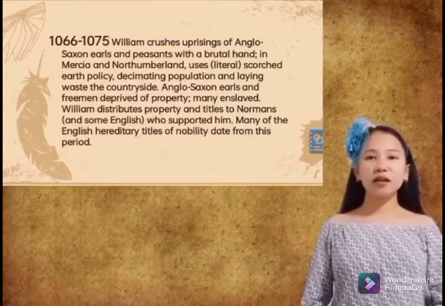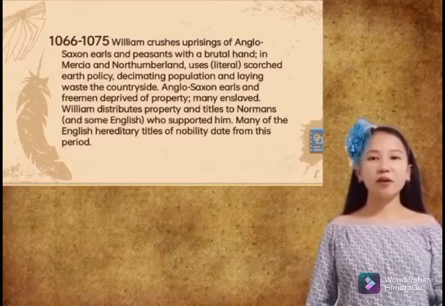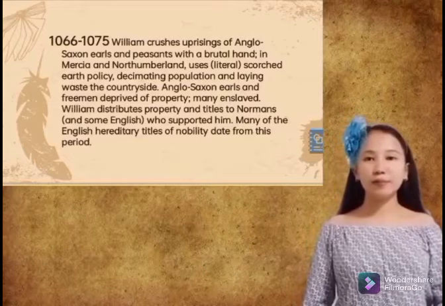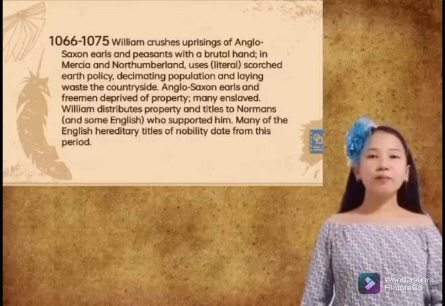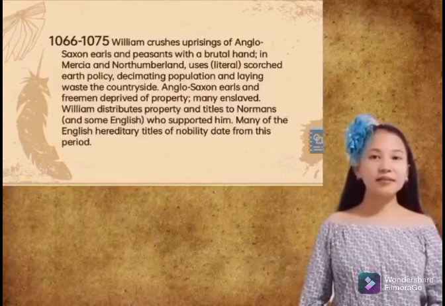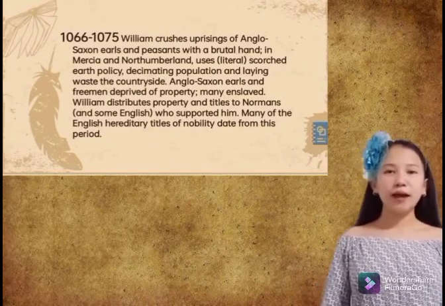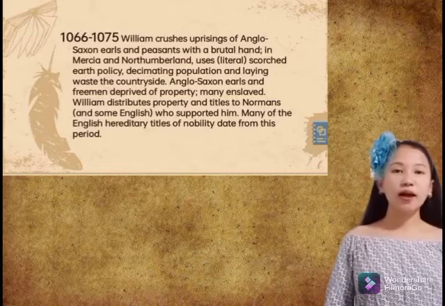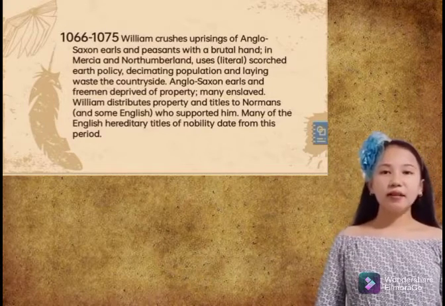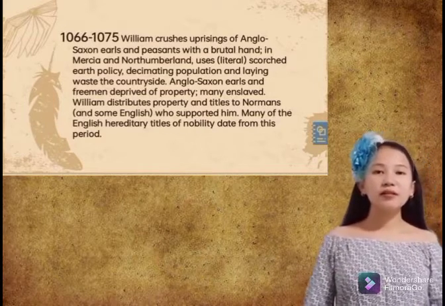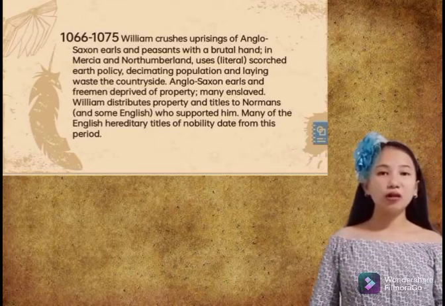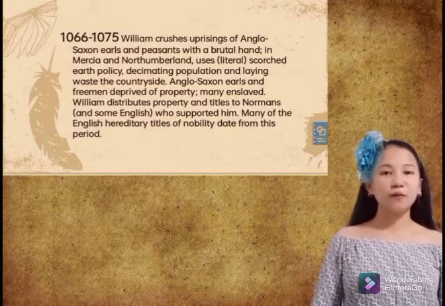Many of the English hereditary titles of nobility date from this period. English became the language of the lower classes, peasants and slaves. Norman French became the language of the court and the propertied classes. The legal system is redrawn along Norman lines and conducted in French.